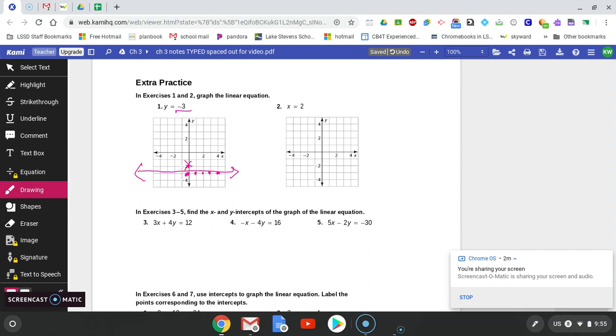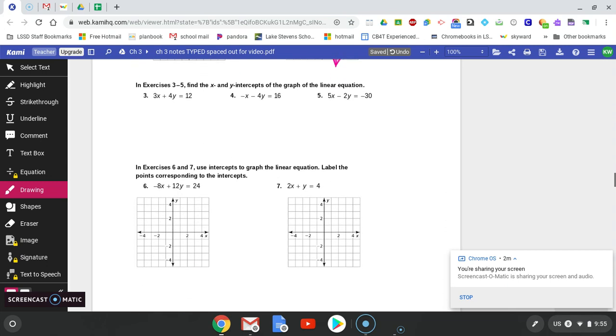If I have x equals 2, I'm going to go to where x is 2, which is right here, and then I'm going to draw my vertical, my straight up and down line through it. And again, everywhere along this line, x is 2. So this is the coordinate point 2, 0, 2, 1, 2, 2, 2, 3, 2, 4, and so forth. So when I am drawing that line, every single x value is 2.